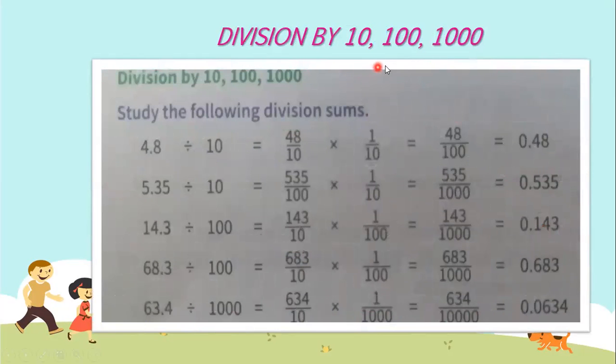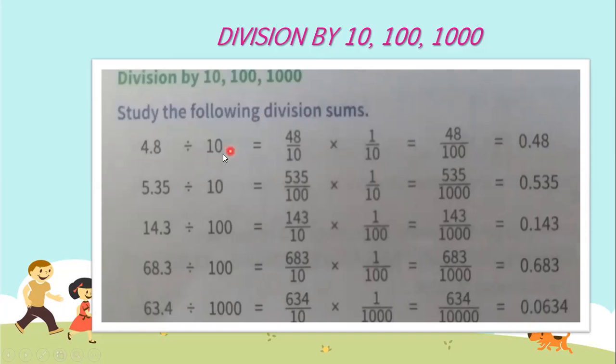Next, division by 10, 100, 1000. So we have seen in multiplication also, if you are multiplying with 10, it will move one place to the right, 100 means two places to the right, and 1000 means three places to the right. So how do you have to divide? Same way, division by 10, 100 and 1000.